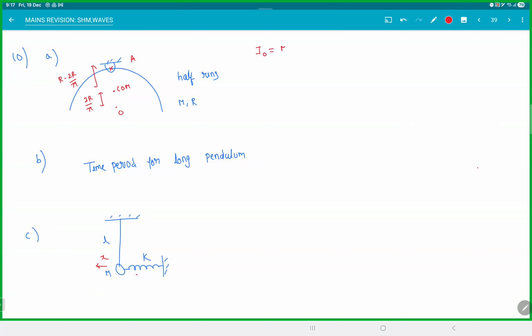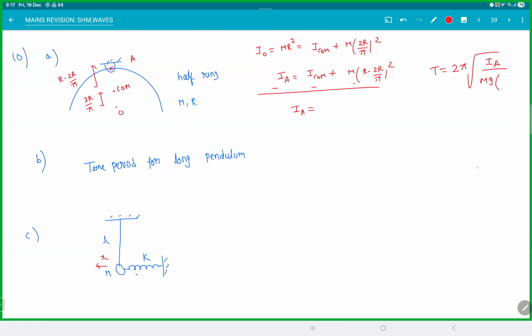IO is mr square, which is ICOM plus m into 2r by pi whole square. IA will be ICOM plus m into r minus 2r by pi whole square. Subtract them. From here, you will get IA. Then when you apply the formula 2 pi root over moment of inertia about A by mgd, where d is r minus 2r by pi.